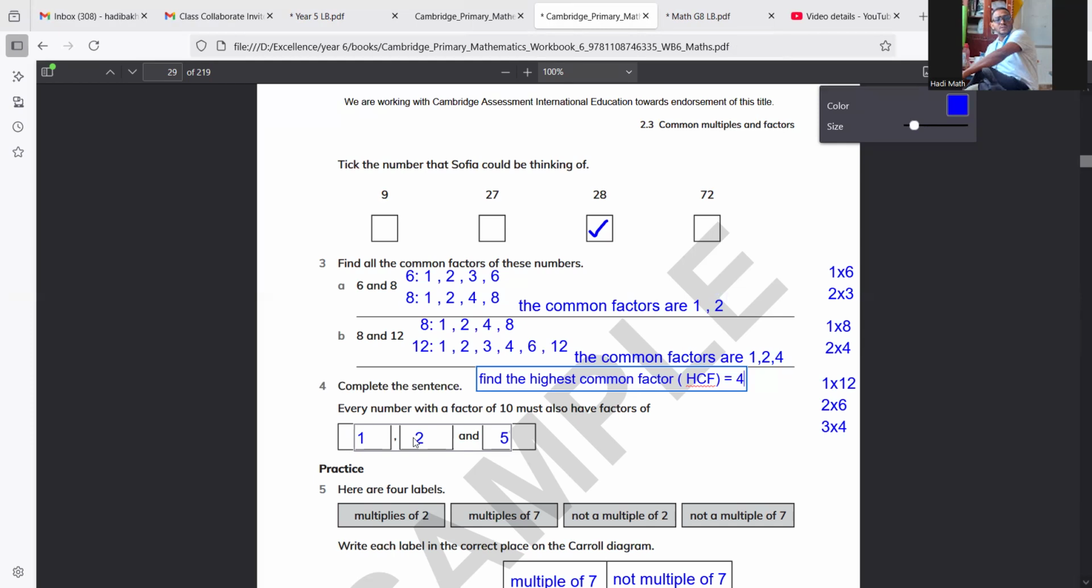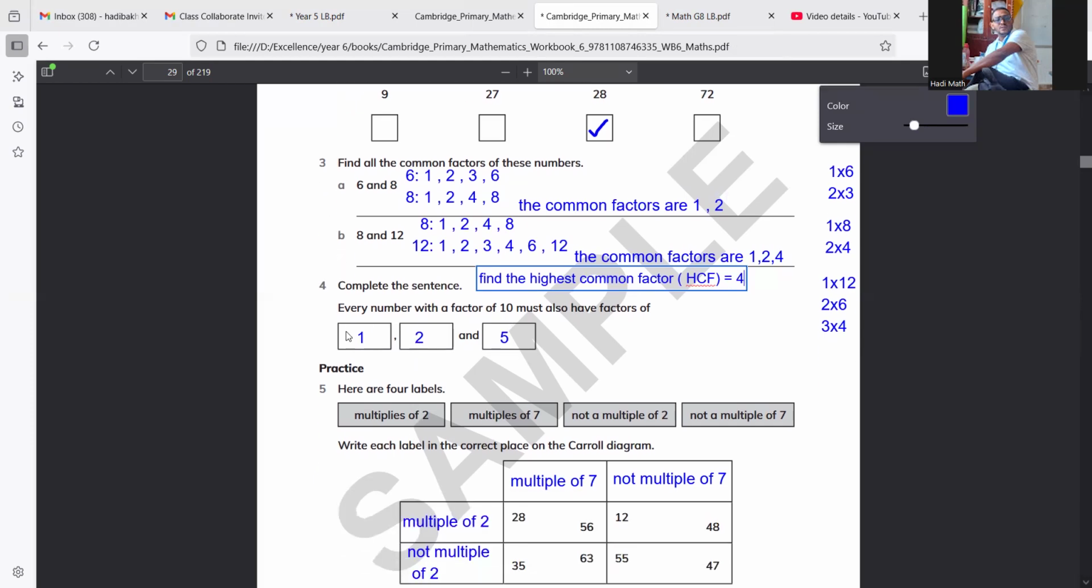Then you go to question number 4. They say complete the sentence. Every number with a factor of 10 must also have a factor of what? Like factor of 1, 2, and 5. How is that? Like we say, everyone has a factor of 10. If any number has a factor of 10, it must have all the factors of 10. What are the factors of 10? The factors of 10 are 1, 2, 5, and 10. So say 1, 2, and 5.